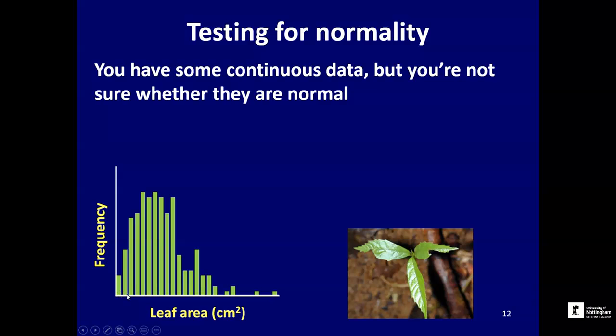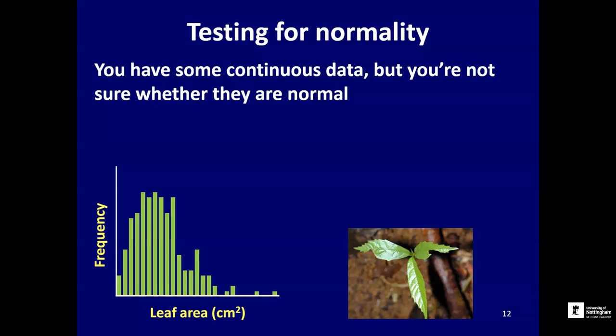And that's because leaf area can't fall below 0, and yet the mean leaf area is quite small because these are little seedlings on the forest floor. But there are a few seedlings with very large leaf areas, which have obviously grown more than the other seedlings in the study. So you look at this distribution and just eyeballing it, you think it doesn't look hugely normal. It's not terrible, but it doesn't look that normal.